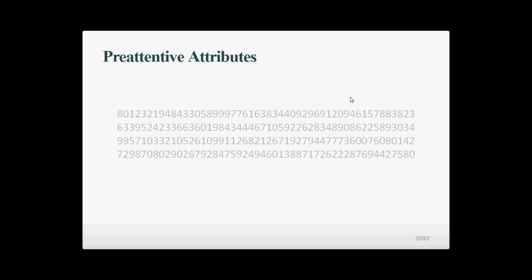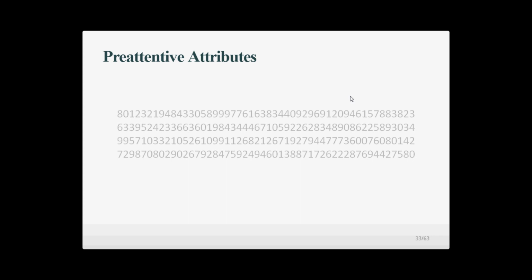Here's an example of what preattentive attributes are. I've used that word. Here we see a string of numbers, and I'm going to ask you to count up the fives, all the digit fives in that string of numbers. There are 9. Probably took you some time because these all look the same.